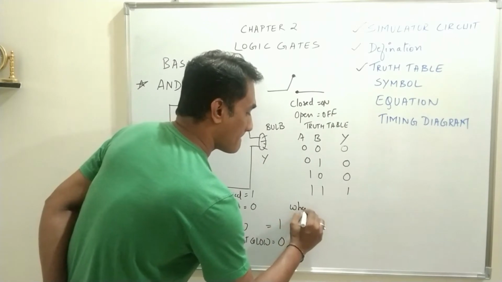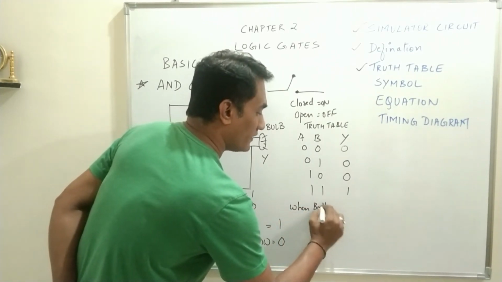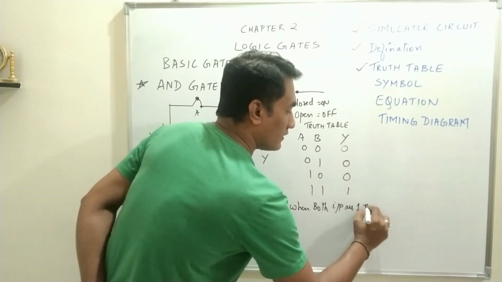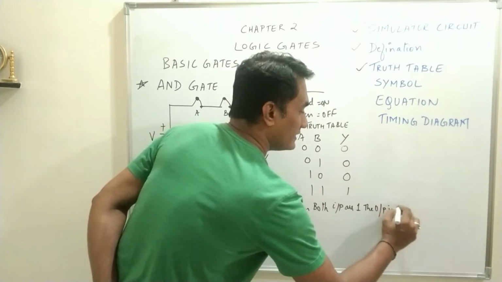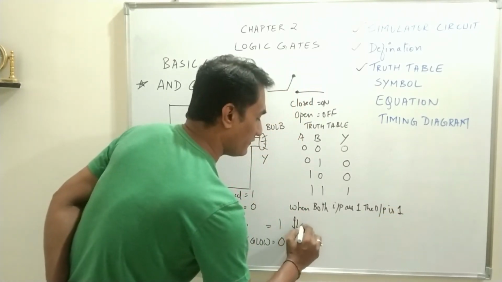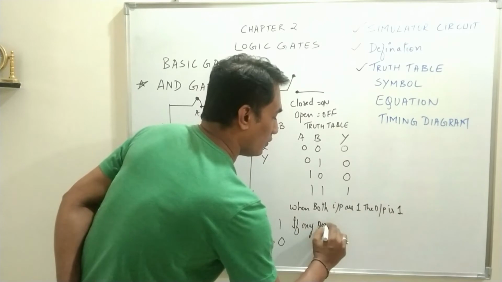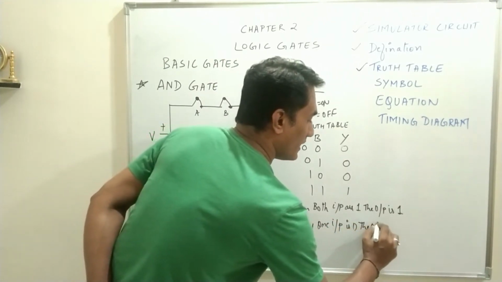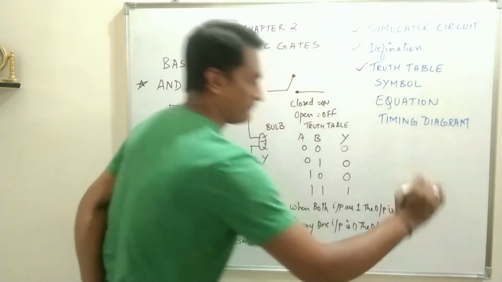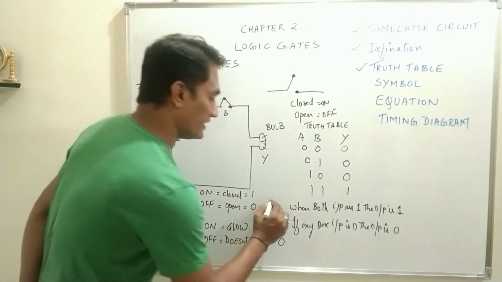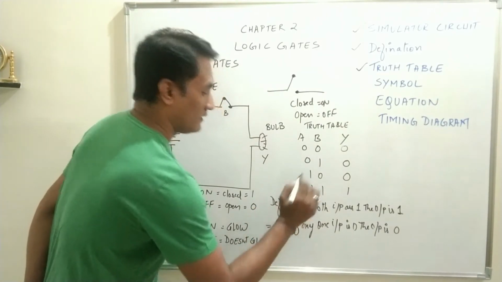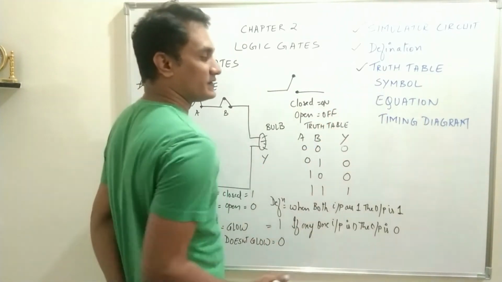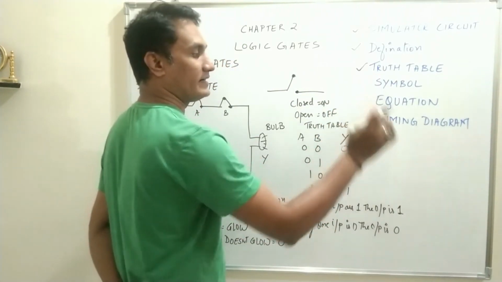When both inputs are 1, the output is 1. If any one input is 0, the output is 0. So that is the definition of AND gate. The next is symbol, equation and timing diagram.